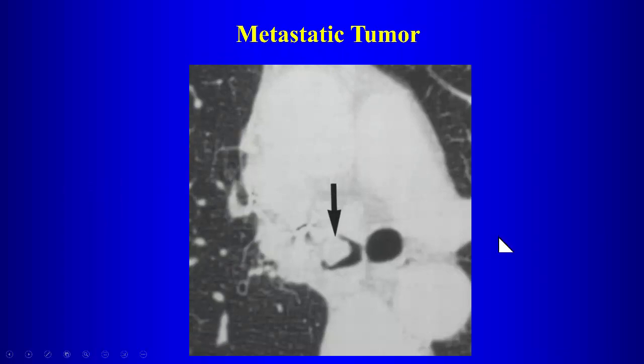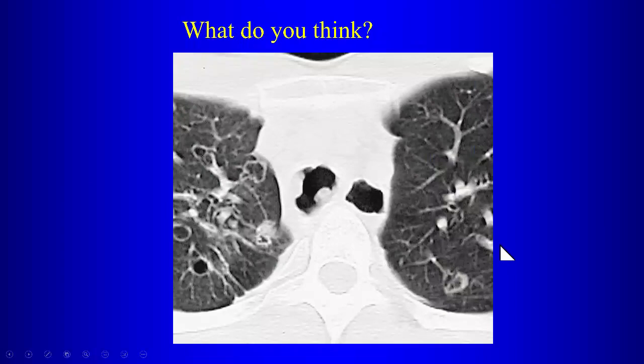Metastatic tumors can also affect the airways: renal, thyroid, head and neck tumors, melanoma, breast. Those are all examples of tumors that can also metastasize to the airways. The findings in this case?